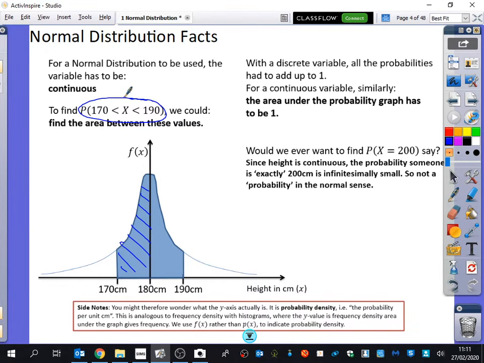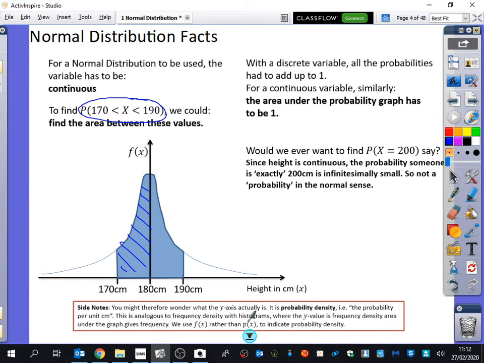And I've just put a side note at the bottom. You might wonder then what the y-axis actually is. It is the probability density, so the probability per unit centimetre in this particular case. It's the same kind of idea as with histograms, where the y value was the frequency density and the area under the graph gave you the frequency. That's why we're using f of x rather than p of x, because we're not saying it's the probability, we're saying it's the density of the probability. But you don't need to know this, it's just a little extra bit to think about.